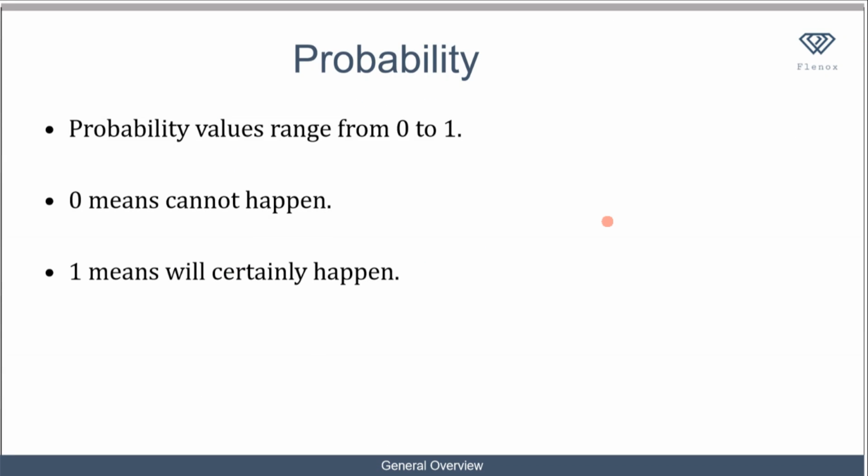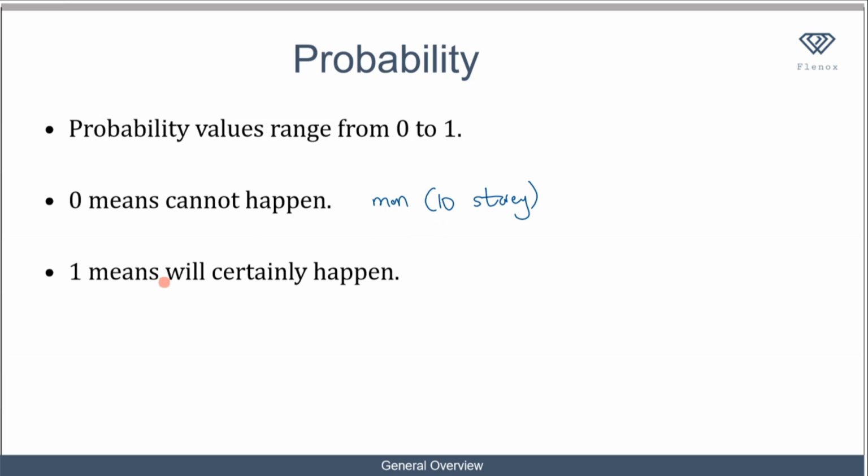Now, our probability values usually range from 0 to 1. When you have a probability of 0, it means that the event cannot happen. As an example, think about the probability of having a man that is as tall as 10-story buildings. Based on the laws of biology and nature, this is practically impossible. You cannot have a man as tall as 10-story buildings. So the probability of having a man this tall is equal to 0 because it simply cannot happen.